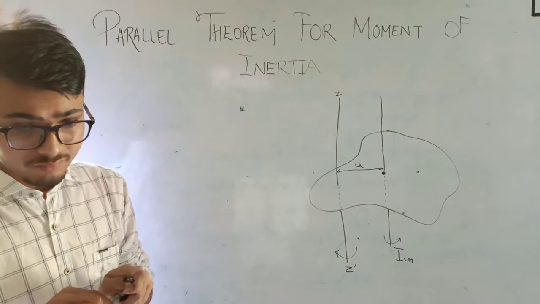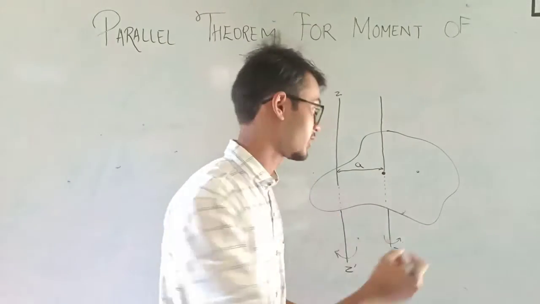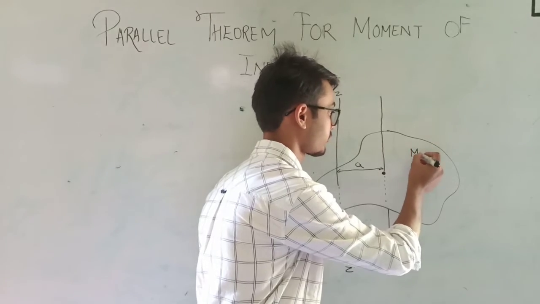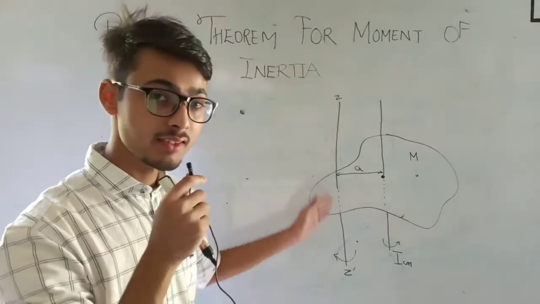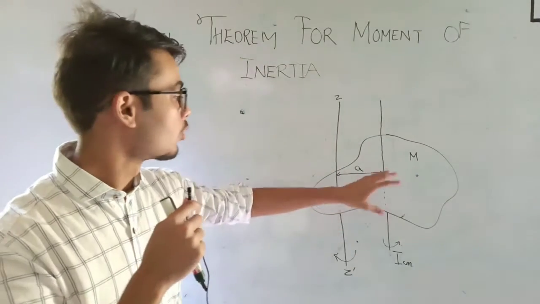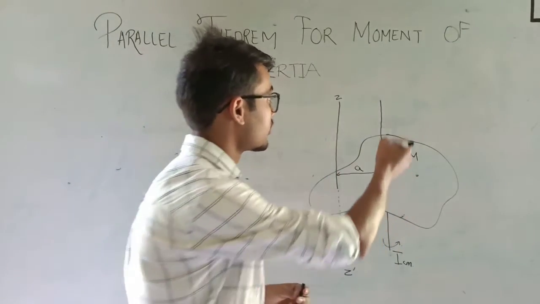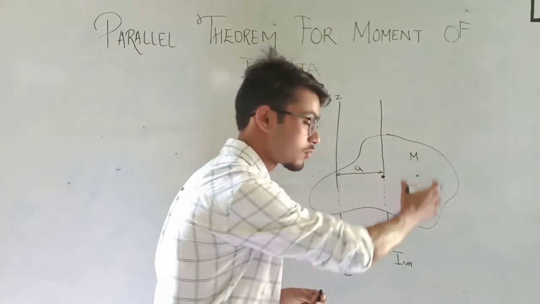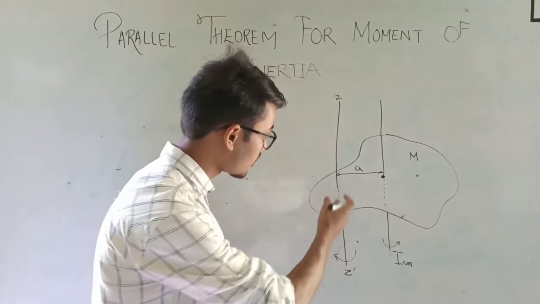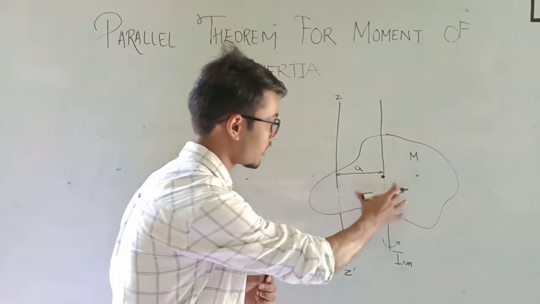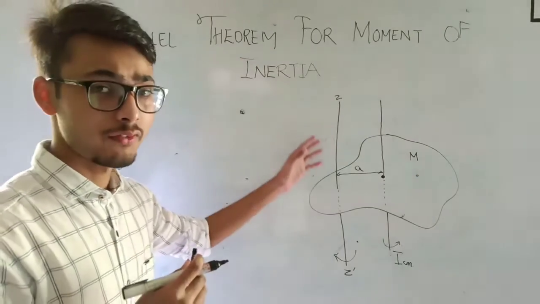We also know the mass of this particle. Let us name this M. And now this is the axis of rotation, meaning the whole body is rotating around this axis. See, this is the center of mass, and when it rotates it has a certain moment of inertia. Now I want to rotate this body about this axis. Now what is the moment of inertia?